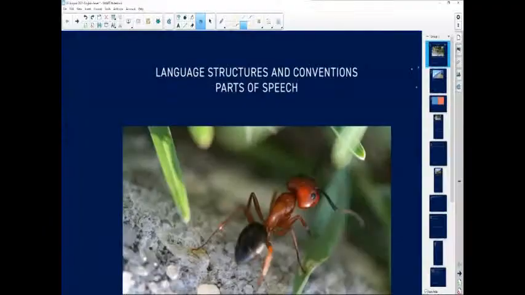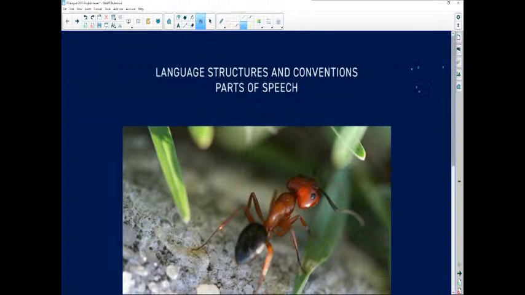So if you have a look at this, there's my language structures and conventions and parts of speech. And you can see an ant happily sitting there on your screen.